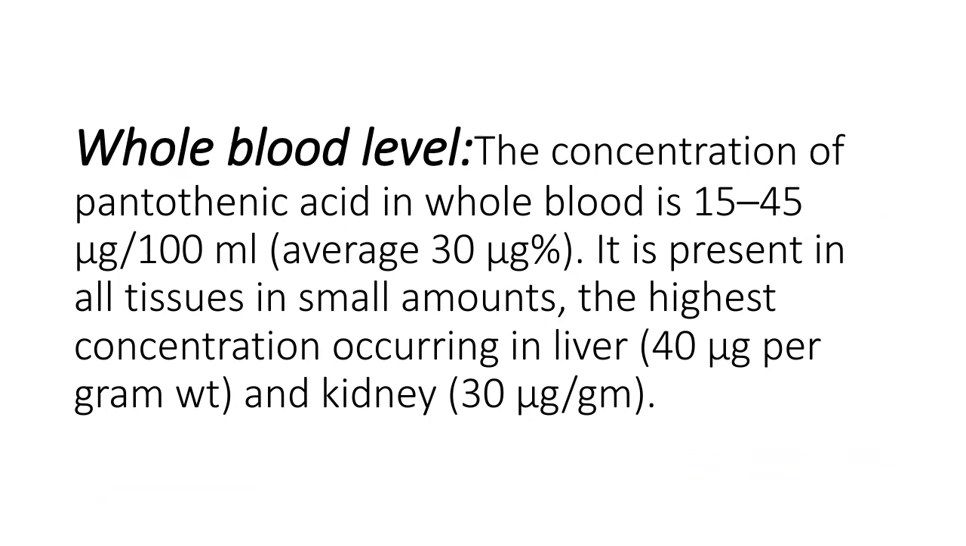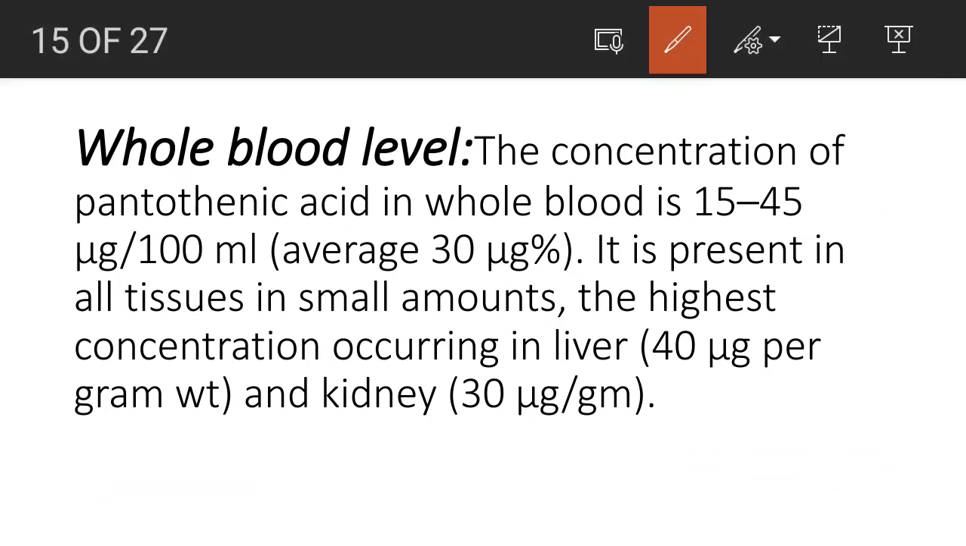The concentration of pantothenic acid in whole blood is 15 to 45 microgram per 100 ml, that is, the average is 30 microgram per cent. It is present in all tissues in small amounts. The highest concentration occurs in liver, that is 40 microgram per gram weight, and in kidneys it is 30 microgram per gram weight.